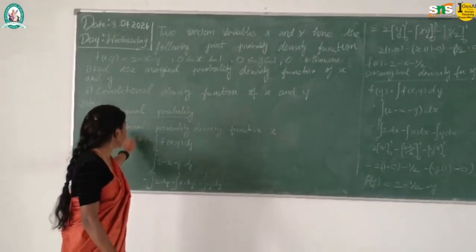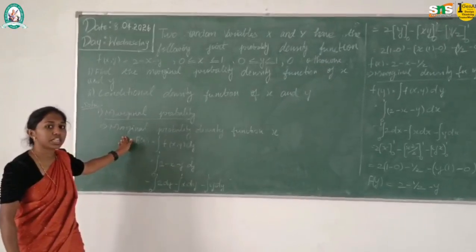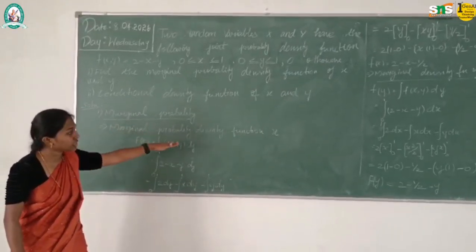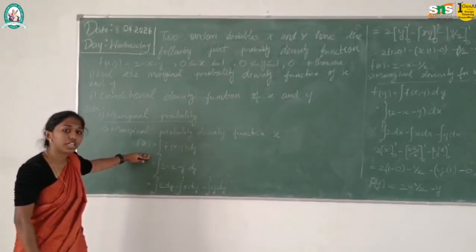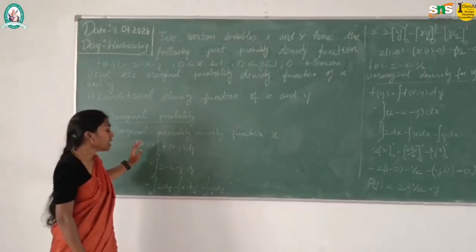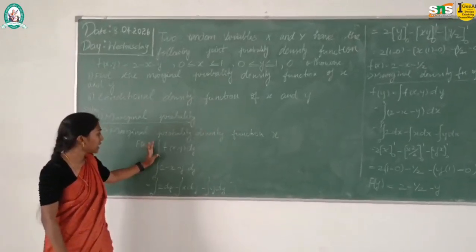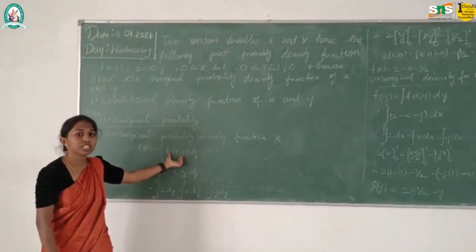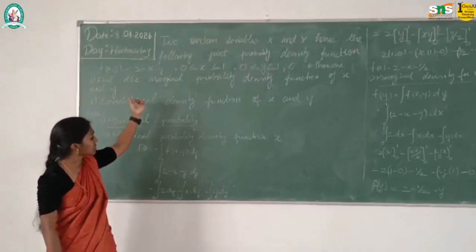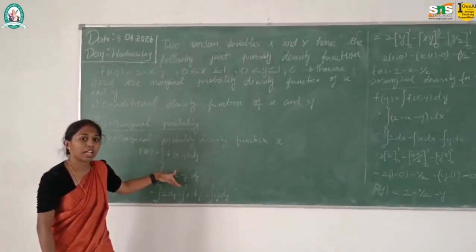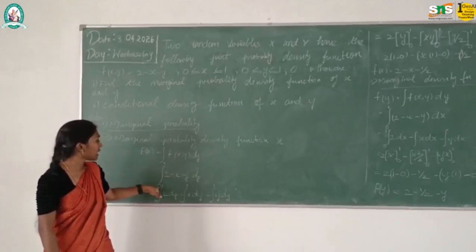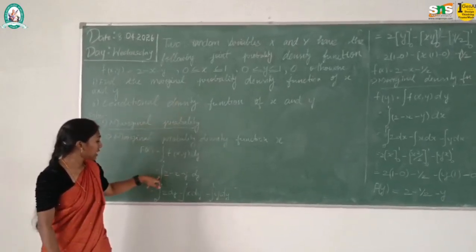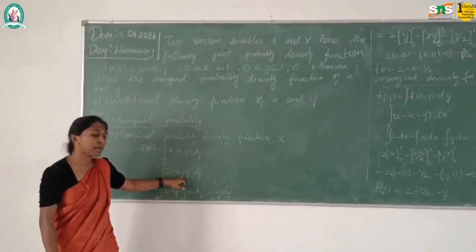So first we are going to find the marginal probability density function. First we are going to find the density function for x. This is the formula for the marginal probability density function, that is f of x is equal to integral f of x comma y dy. Here I am going to substitute the f of x comma y value given in the question, that is 2 minus x minus y, with the limits 0 to 1. So the integral from 0 to 1 of 2 minus x minus y dy.